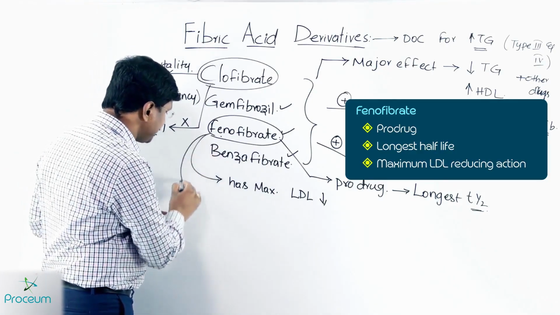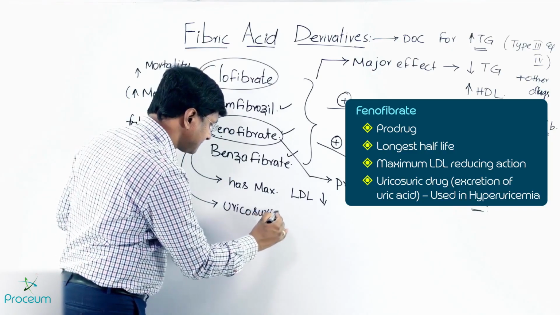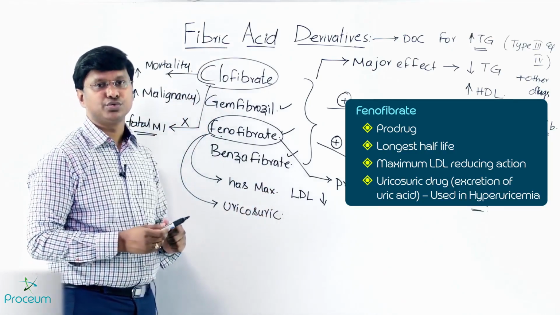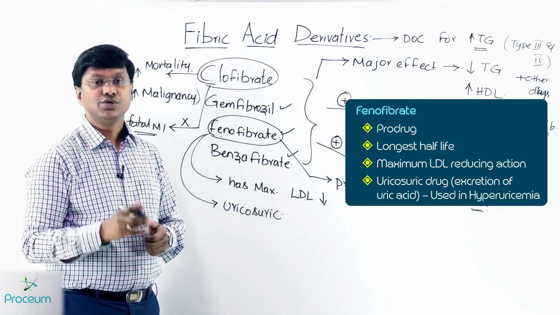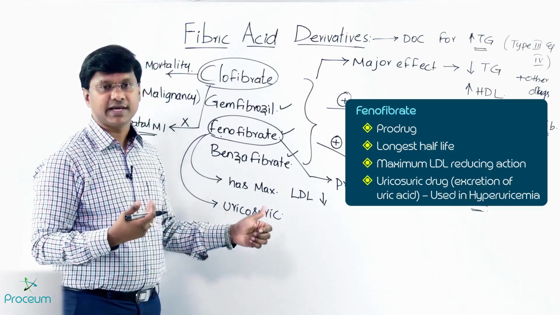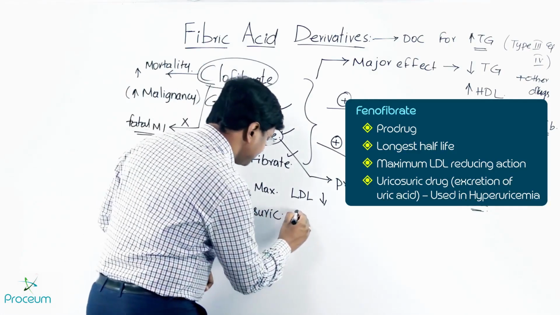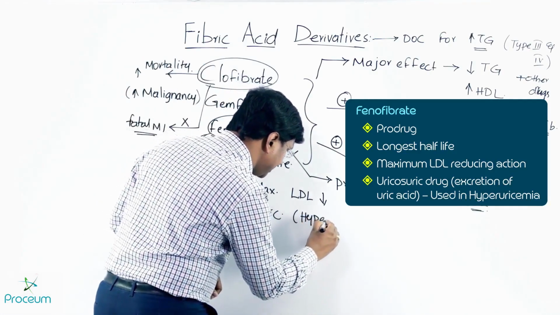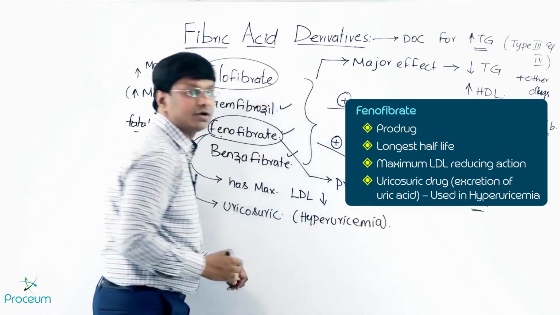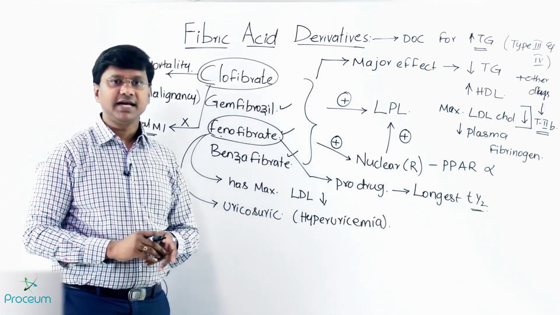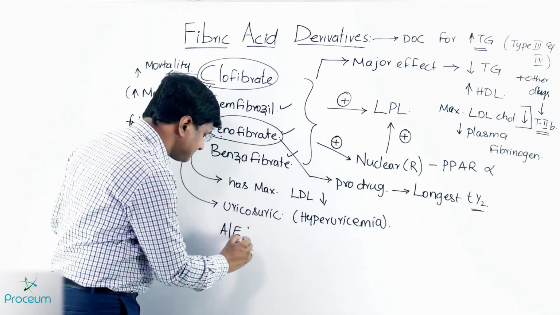There is one more point about Fenofibrate. This particular Fenofibrate is also a uricosuric drug. That means it will cause the excretion of uric acid. So because it has uricosuric action, it can be used in the setting of hyperuricemia.